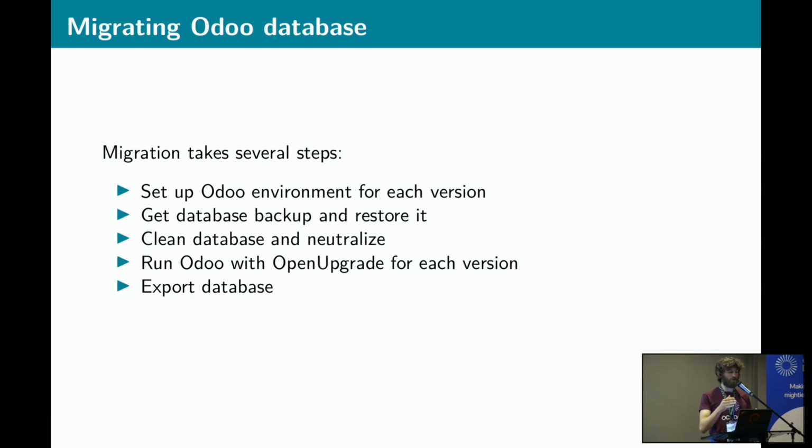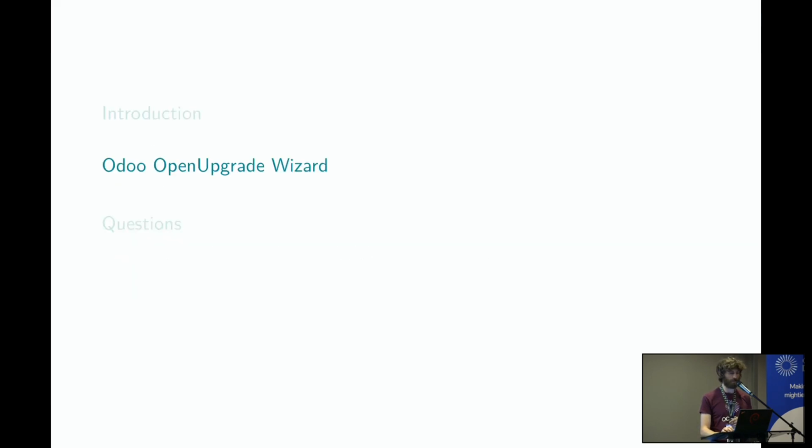And then you have to run Odoo with the OpenUpgrade code or script, depending on the version you are, because there is a change around the 14 version. And after you have done that, you can export your database and put it in production. It seems easy, but as we said already, it fails often, and so that's what the tool is for.